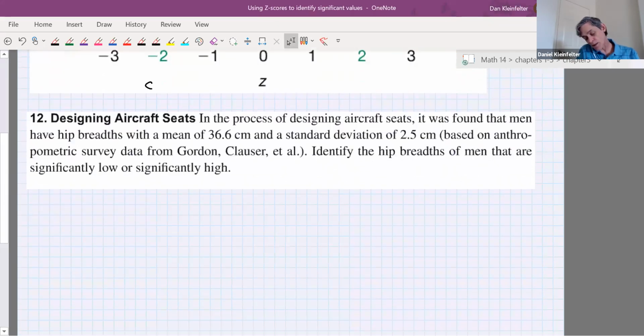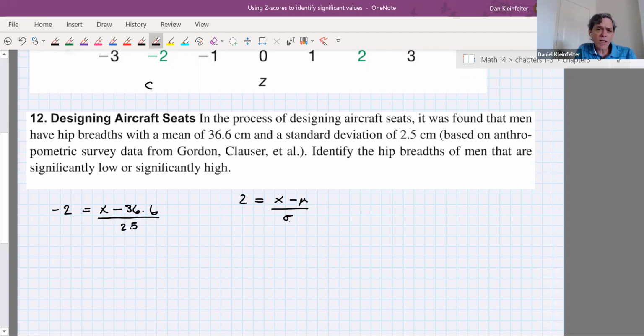All right, so let's start with the left end. So -2, we're looking for the x value that would be 2 standard deviations below the mean. So we'll say that's x minus, and then our mean is 36.6 centimeters. The standard deviation was 2.5 centimeters. So what we're using here is the z-score formula. Z is x minus mu over sigma.